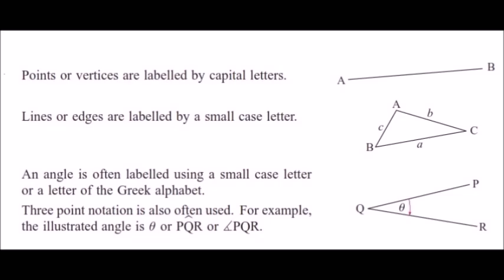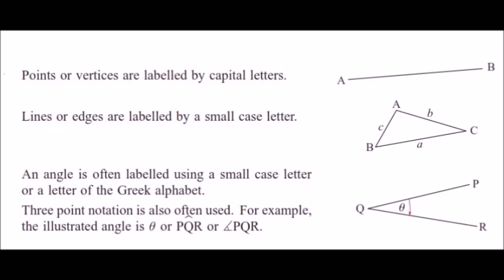As you can see here, points or vertices are labeled by capital letters. We say capital A, capital B. Lines or edges are labeled by a small case letter. As we can see, small a, small b, small c, the three edges and lines of the triangle.